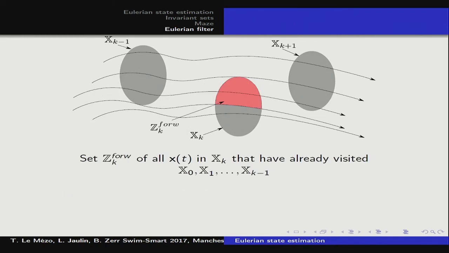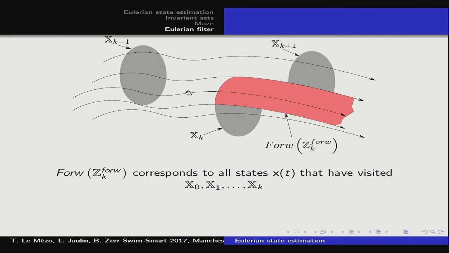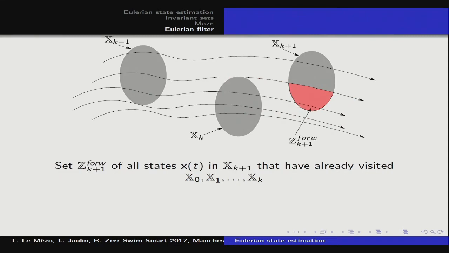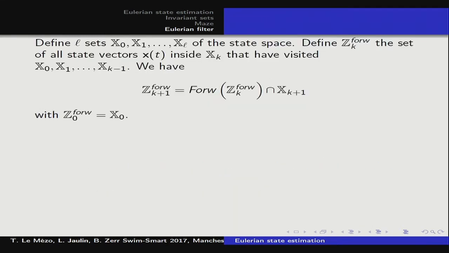So the idea is, assume that I know that all points here that are inside xk, the visit set xk, I visited before xk minus 1, xk minus 2, and so on. I assume that I am here. So what about here? I have to find a recursive formula, and now I try to think what could happen here. First, I will compute the forward of this set. I will intersect with xk plus 1, and now I have all states that are visited, x0, x1, up to xk. Okay, and this is exactly the formula that is written here.